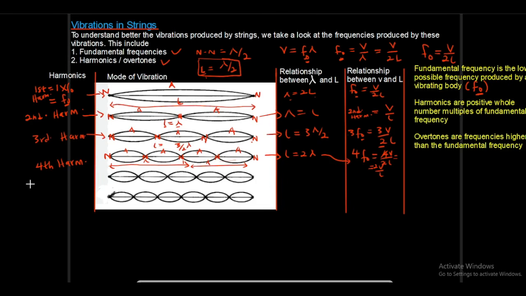Now for the fifth harmonic, we're going to have 5 loops. Fifth harmonic will have 5 loops. All right, so this is 1, 2, 3, 4, and 5. So always start with node. We have antinode, we have node, antinode, node, antinode, node, antinode, node, antinode, and node.